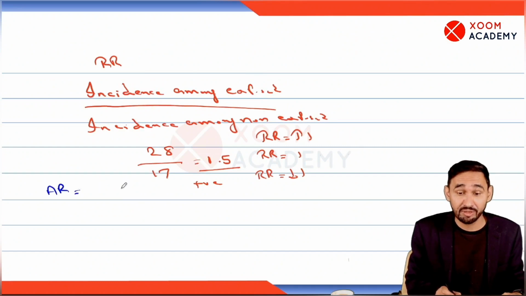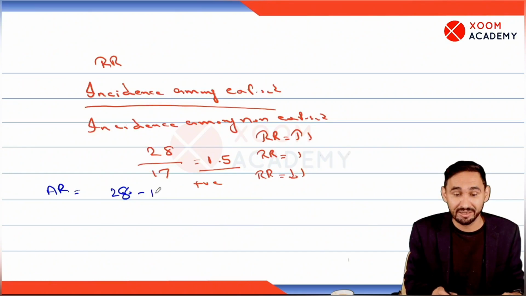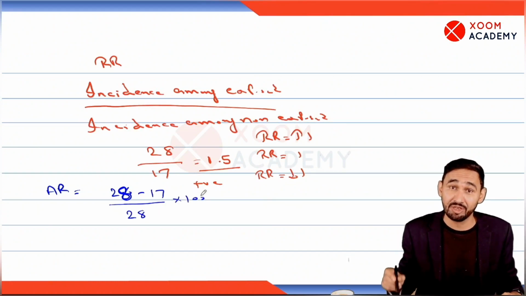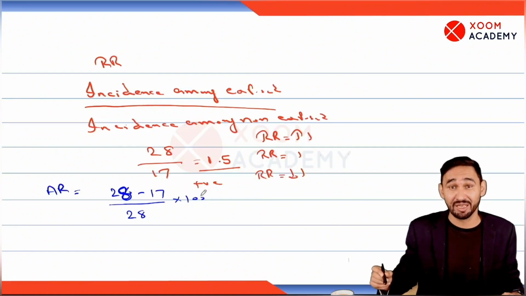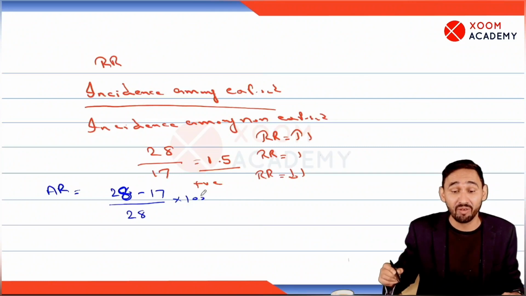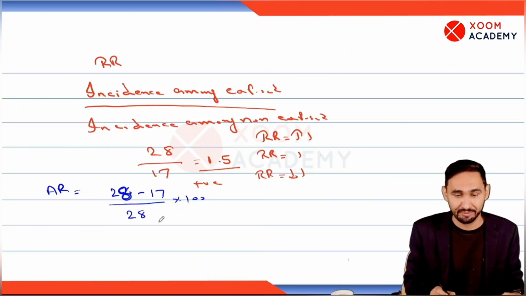How will we calculate attributable risk? Remember the formula: incidence among exposed minus incidence among non-exposed. Incidence among exposed was 28. Incidence among non-exposed was 17. And divide it by incidence among exposed and multiply it by 100. So you must remember the formula of attributable risk. We subtract incidence among non-exposed from incidence among exposed, divide it by incidence among exposed and multiply it by 100.